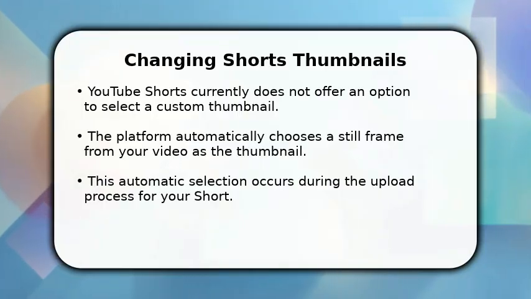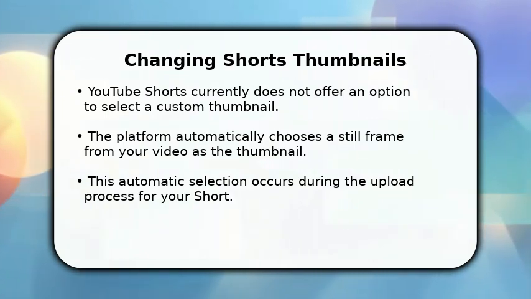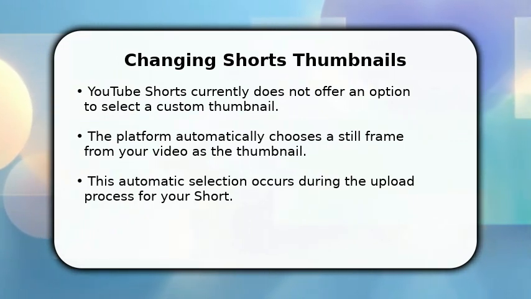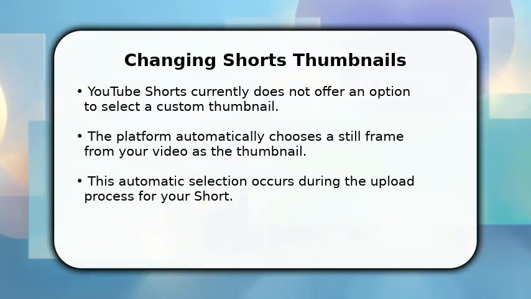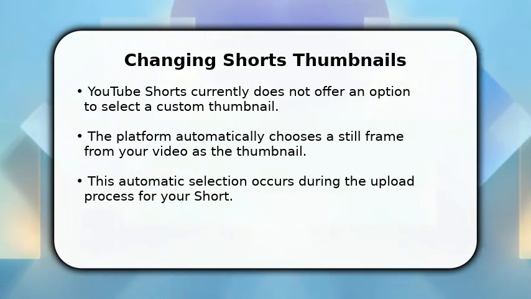In this video, I will explain how YouTube Shorts handles thumbnails. Currently, creators cannot select a custom thumbnail for their shorts. YouTube automatically generates a still frame from your video to serve as its thumbnail. This selection happens during the upload process, so you don't have direct control over it after publishing. Understanding this limitation is key for optimizing your shorts content.